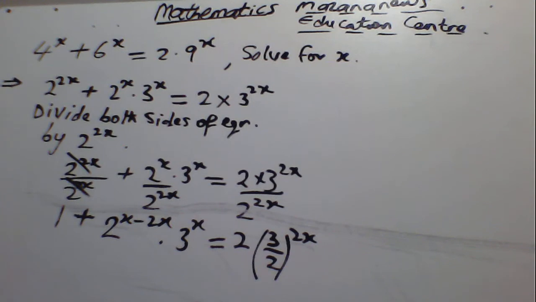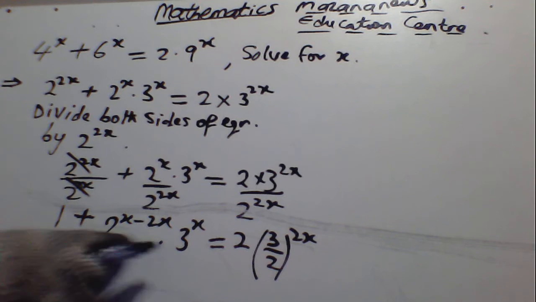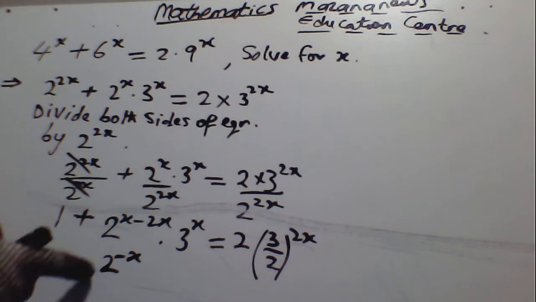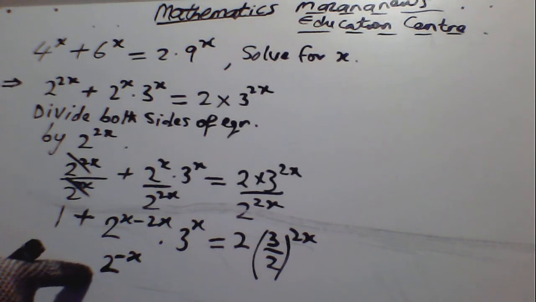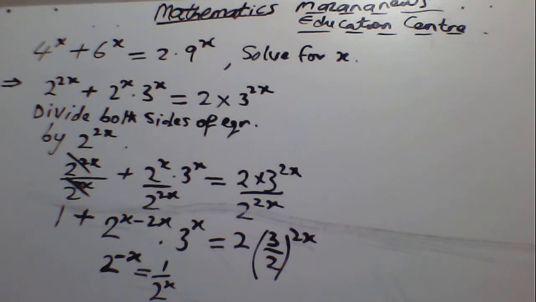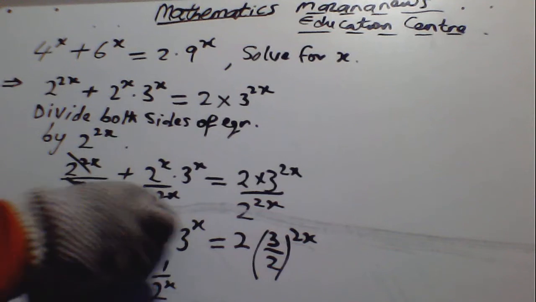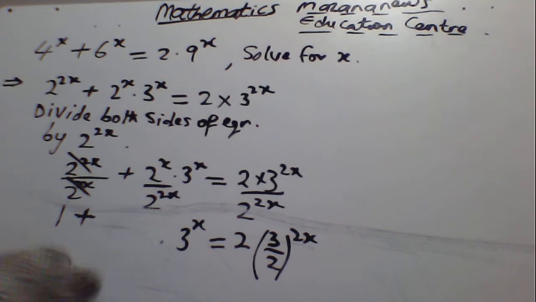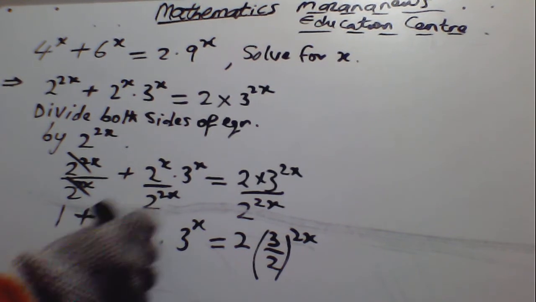So from here we can simplify further. Observe, this is the same as 2 raised to power minus x, and 2 raised to power minus x is equal to 1 over 2 raised to power x. So you can replace 2 raised to power minus 2x with 1 over 2 raised to power 2x. If you replace it, I hope you are following, you will have 1 over 2 raised to power 2x.